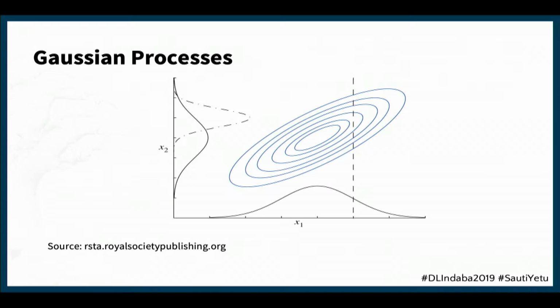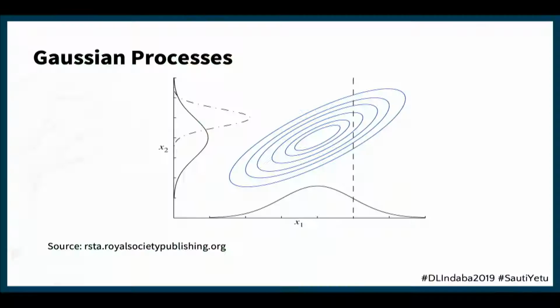Gaussian process modeling demonstrates in a particular way how variables behave. This figure, which I got from the Royal Society, shows the joint probability distribution between two variables, x1 and x2. The solid line shows the marginalized probability distribution, and the ellipse at the center is the joint probability distribution.